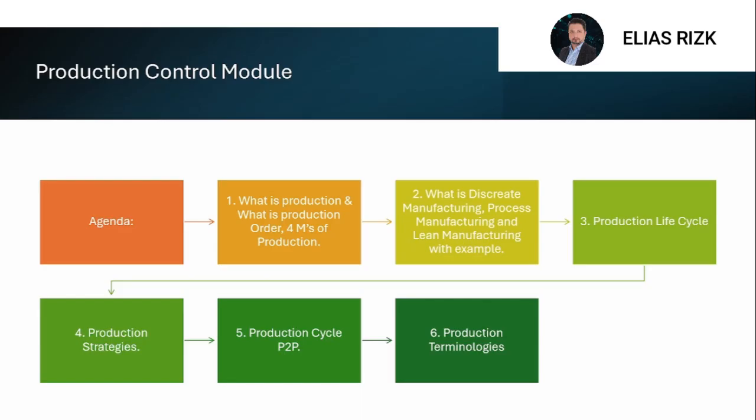Then we move to the production strategies. It covers make to order, make to stock, make to configuration. In total, 5 production strategies we'll cover in this episode. Then we move to the production cycle, the P2P cycle, plan to produce.